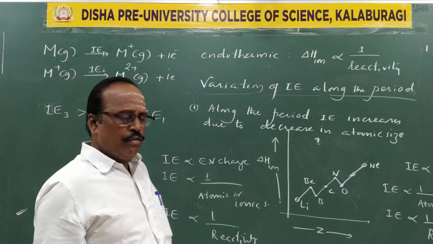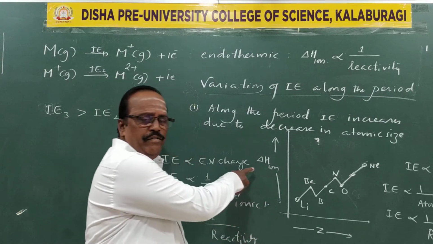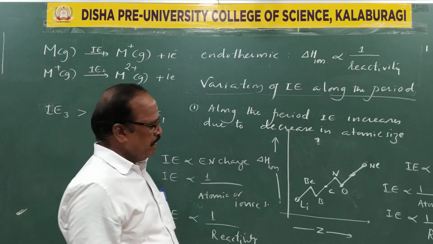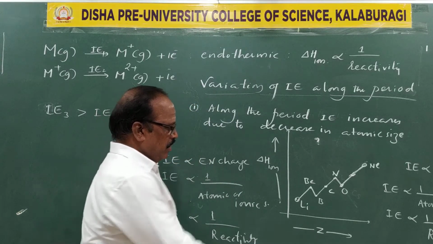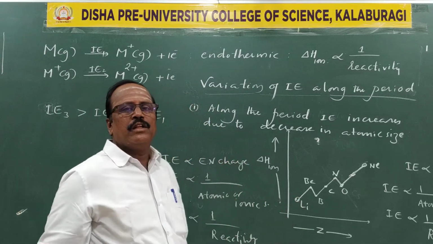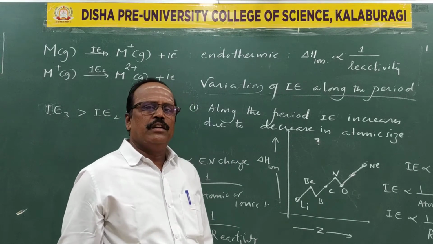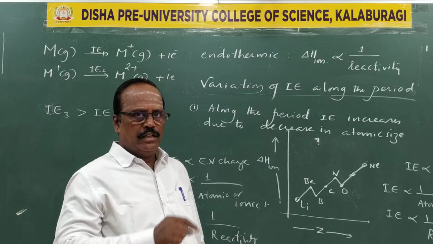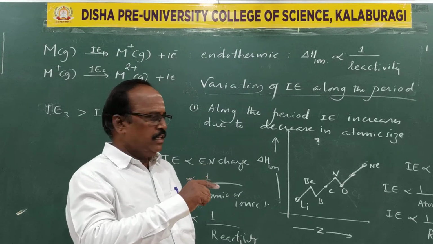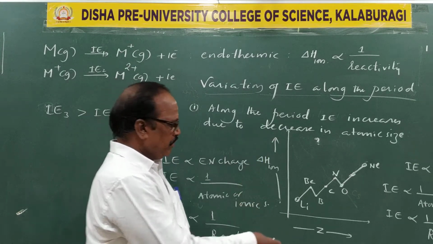Look at the board carefully. Enthalpy of ionization on the y-axis and atomic number on the x-axis. We are now studying the variation of ionization energy along the period. I am taking the second period, lithium to neon.